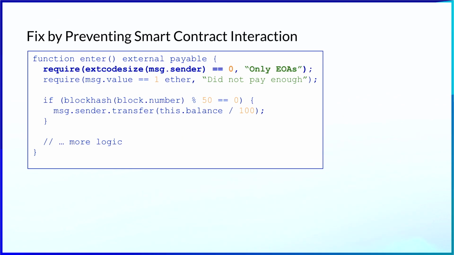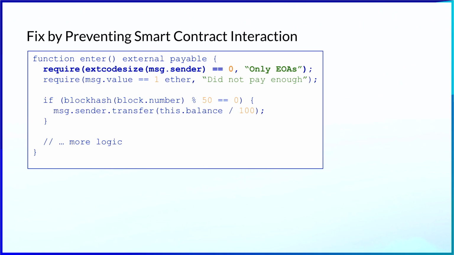And clearly, the developers of Fomo 3D knew about it, because what they included in their smart contract was a line that required that the size of the bytecode associated with the caller of this method would be 0. We are assuming that smart contracts would have some bytecode on-chain, right?